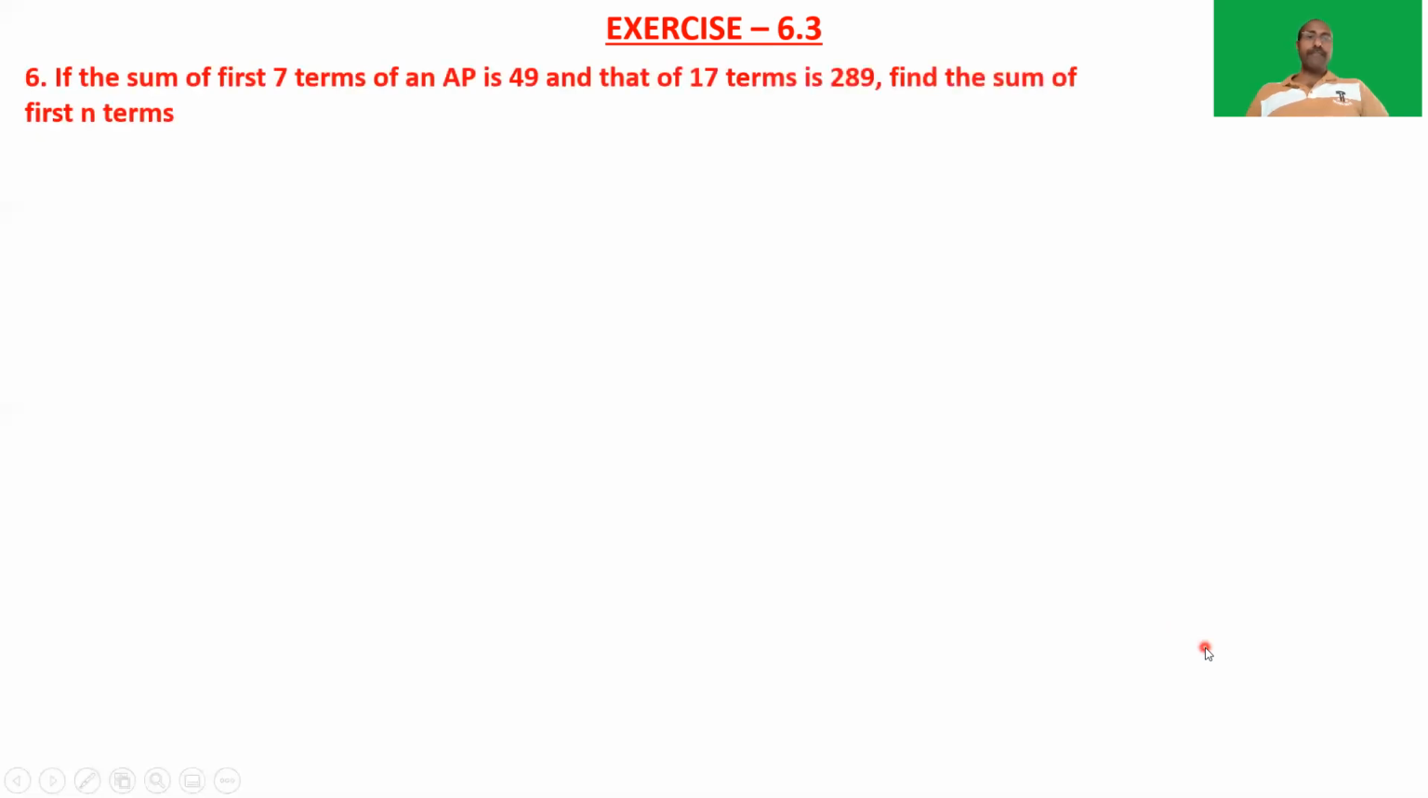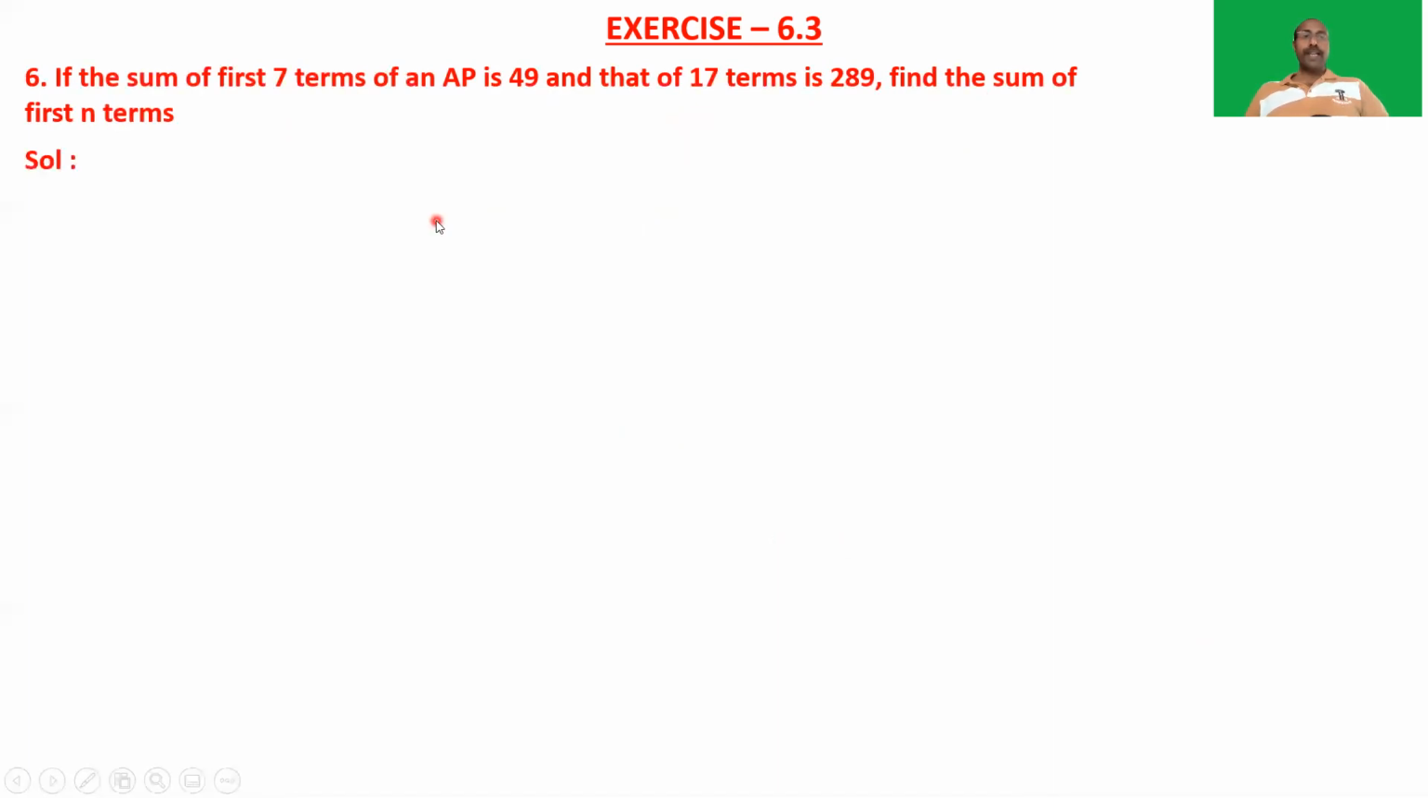Okay. So let us take the sixth problem. If the sum of first 7 terms of an AP is 49 and that of 17 terms is 289, find the sum of first n terms. Okay, students. So it is given that the sum of first 7 terms of an AP is 49 and the sum of first 17 terms is 289, and we need to find the formula to find the sum of n terms.